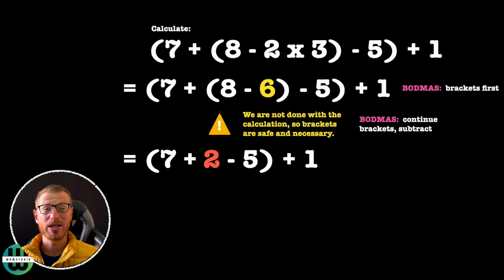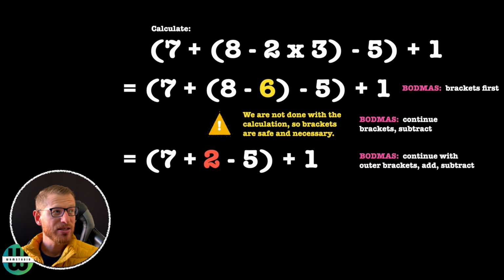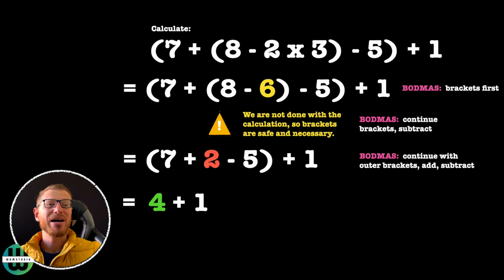Now I'm going to work with what's left in the bigger bracket. So now I'm going to continue with my outer brackets, and I'm going to add and subtract. 7 plus 2 is 9. Minus 5 is 4. Get rid of that bracket. I'm done with that. And now I've got plus 1, which was outside of the larger bracket group. 4 plus 1, using BODMAS, adding is 5.